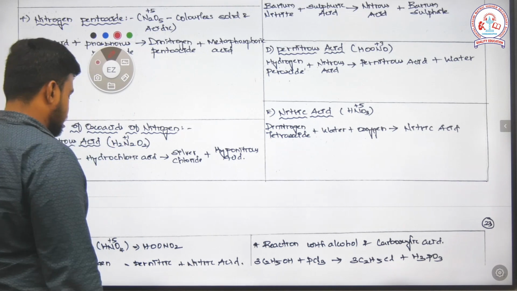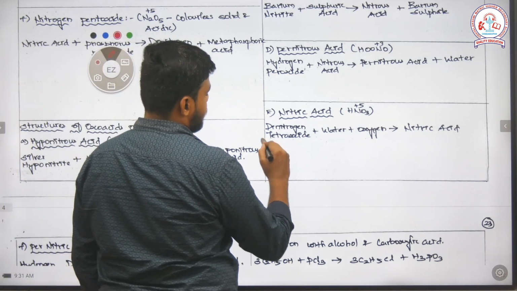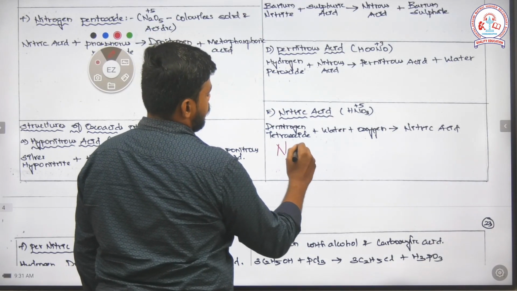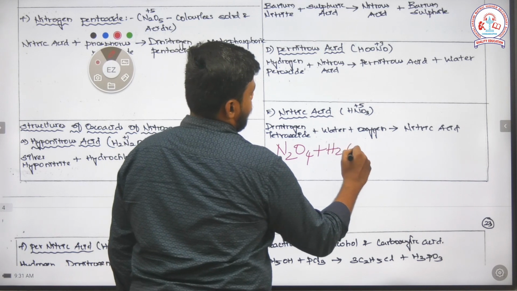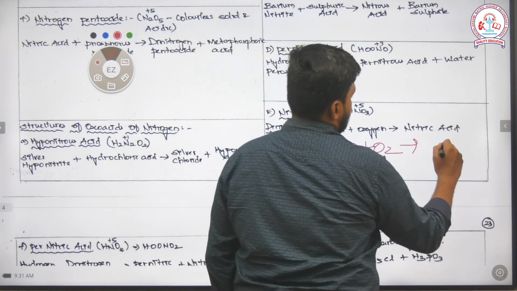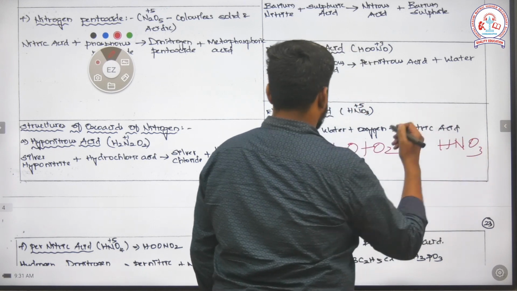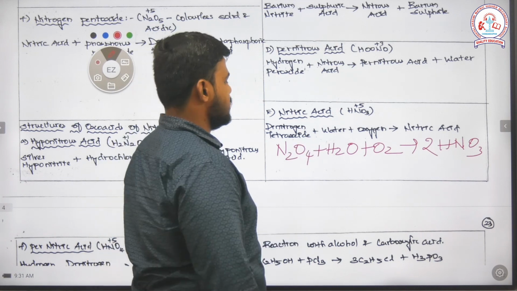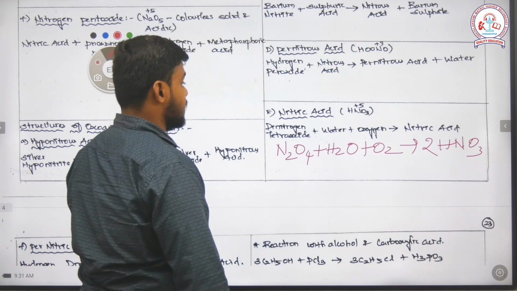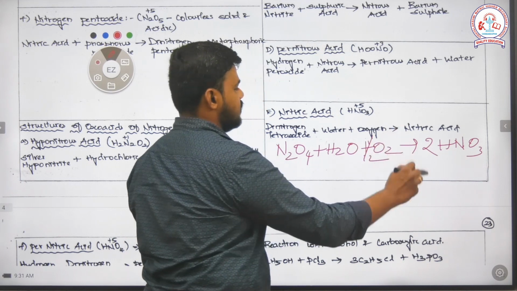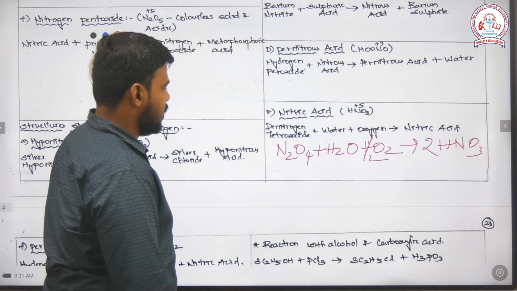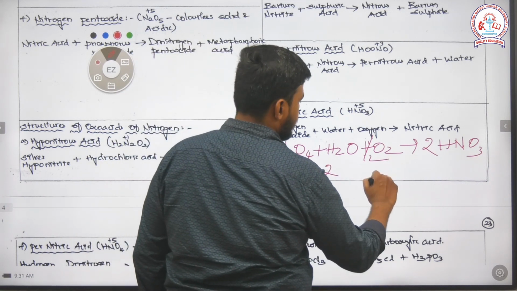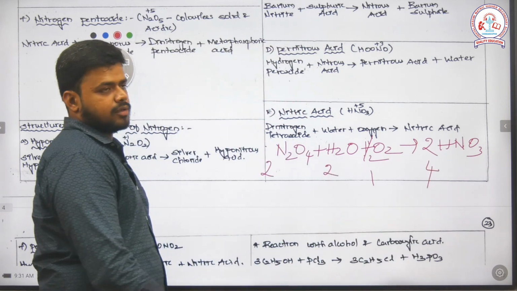The last one includes nitric acid. Nitric acid is prepared from dinitrogen tetroxide N2O4 reacting with H2O plus O2 to form HNO3. So we need to balance: nitrogen is 2, if I make it 2, hydrogen is 2, oxygen is 6 plus 1, 7. If I make it half, then it is fine, or else you need to double the stoichiometry. If you double it, here it turns 2, here 2, here just 1, here 4. So the equation will be balanced.